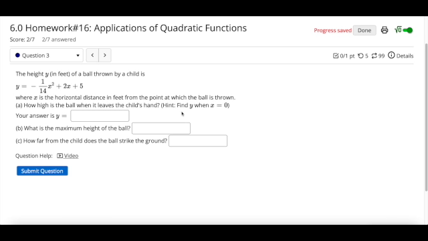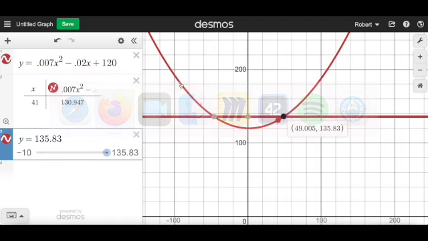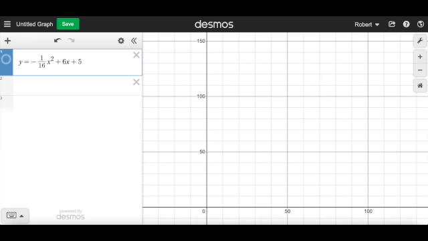It wants to know how high is the ball when it leaves the child's hand, and that's easy. In other words, what happens when x is equal to 0? But if x is equal to 0, the first 2 terms are going to drop out, and that's going to make it very simple to solve. But again, if you're not sure, you can always go to Desmos. And again, it's a good idea to set up another template for this kind of problem, so you can just change the values, the specific values, when you need them.